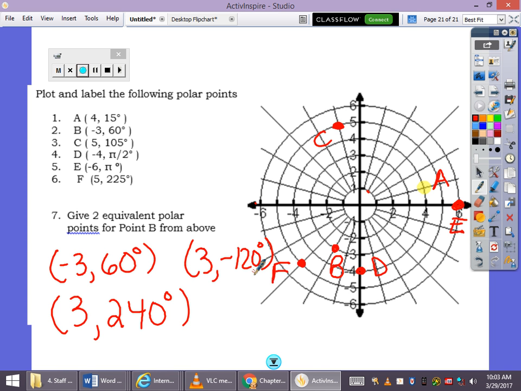How does 3 negative 120 work? Okay, so it's negative. So I have to do 360 minus 120, which is 240. Cool? So you can either change the radius and the pole, or you can change the angle. Because I could have also done negative 3 minus 300, which would also work.